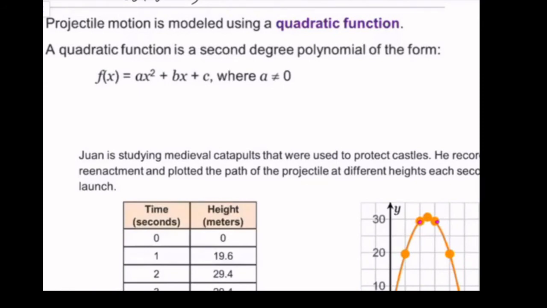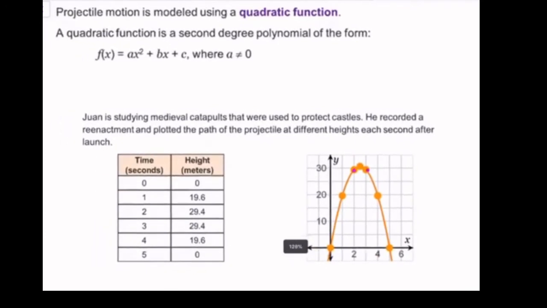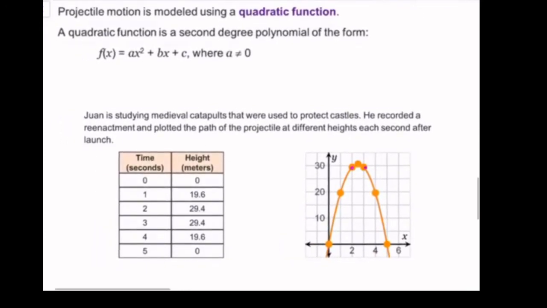A projectile motion is modeled using a quadratic function. F of x equals ax squared plus bx plus c. Juan is studying medieval catapults that were used to protect castles. He recorded a reenactment and plotted the path of a projectile at different heights each second after the launch.